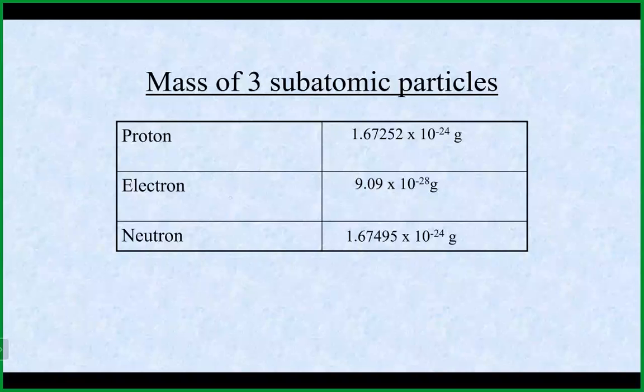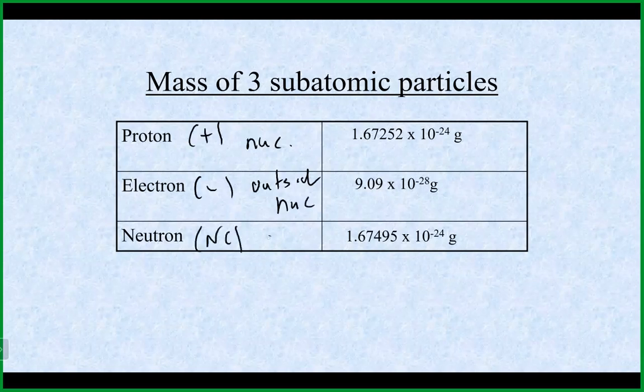So just to finish up here, protons, again, are positively charged in the nucleus. Electrons are negatively charged outside the nucleus. And neutrons have no charge, and are in the nucleus. So, any questions on any of that stuff there?